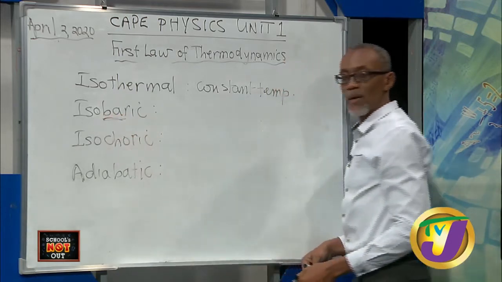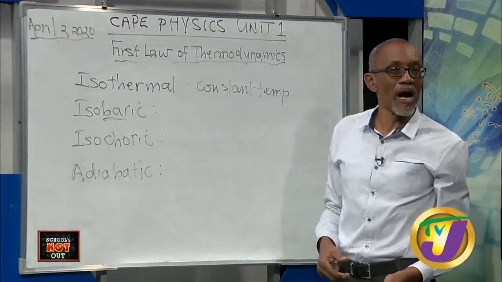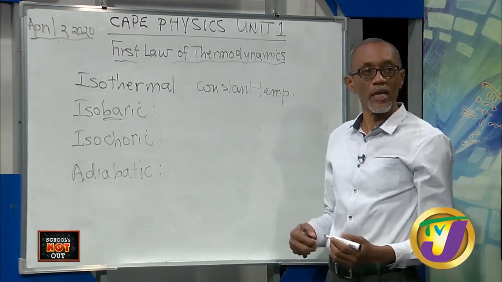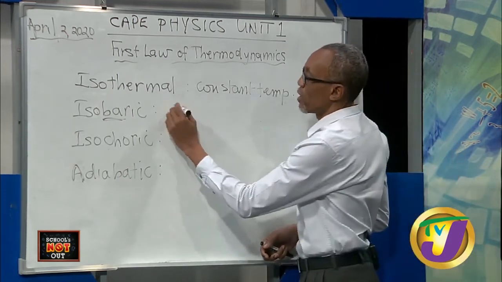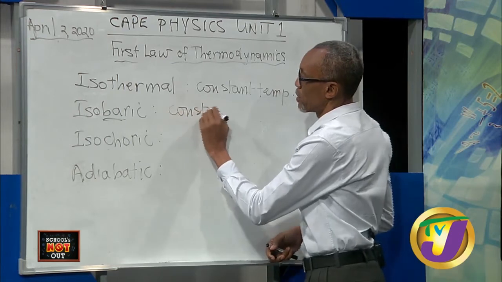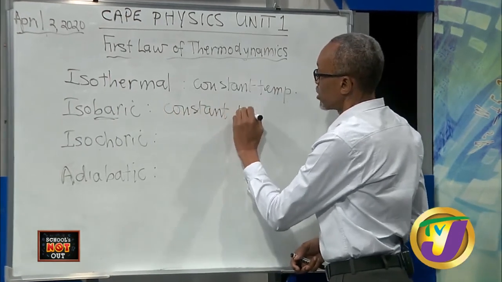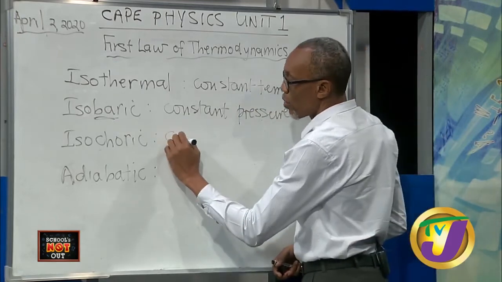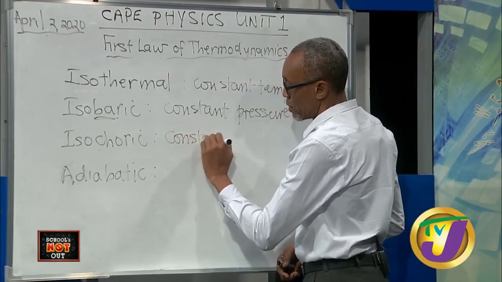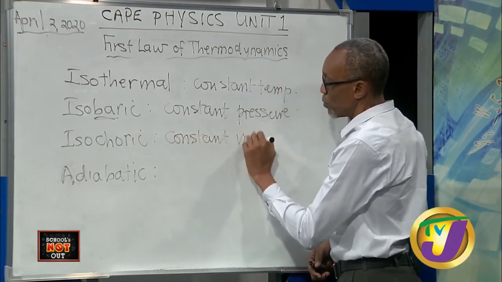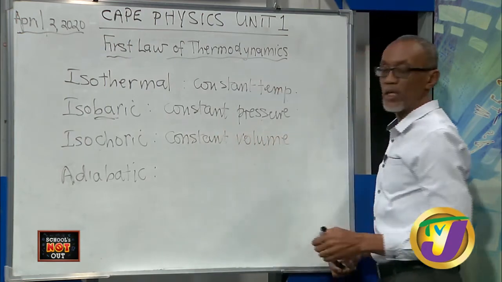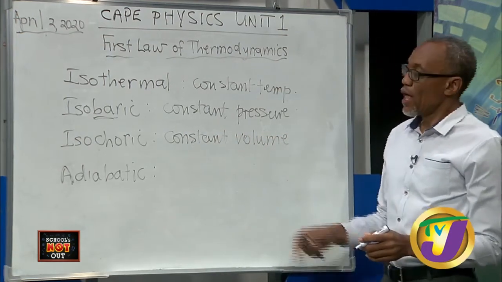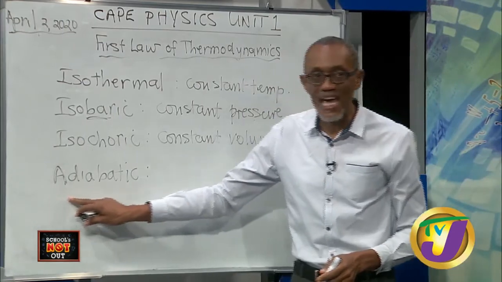When you talk about pressure, you talk about millibars and so on. When you're saying isobaric, you're thinking about constant pressure change. You have an isochoric, constant volume change taking place at constant volume. And then you have what is an adiabatic change.